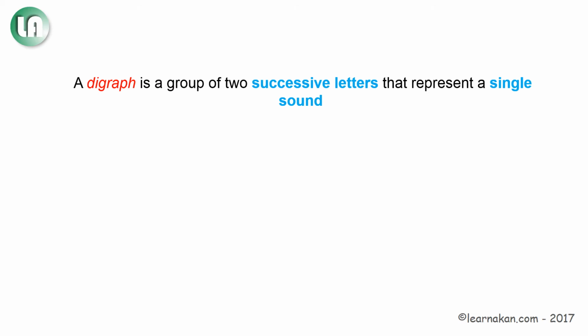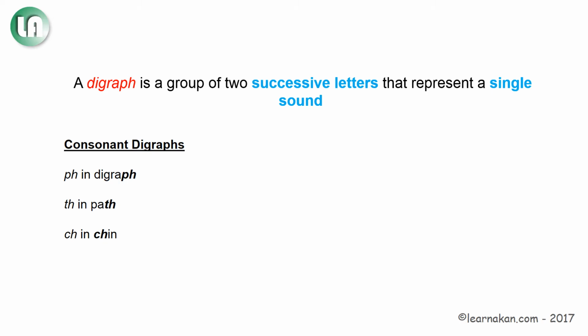What is a digraph? A digraph is a group of two successive letters that represent a single sound. The key words here are successive letters and single sound. So, to have a digraph, two letters, and I mean letters, not sounds, must combine without any intervening letter or letters to form a single sound.